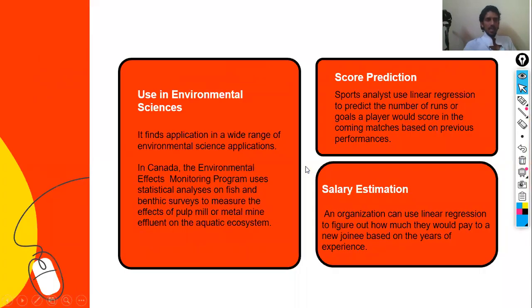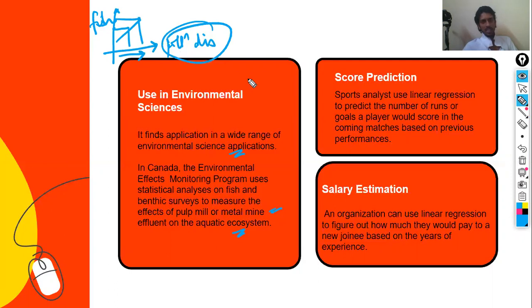All right. Now, going forward, we look at some case studies. So guys, it's used in environmental sciences, wherein it finds application in a wide range of environmental science applications, wherein you are trying to monitor the statistical analysis on fish and benthic survey to measure the effect of pulp mill, or to measure the effect of metal mine on the aquatic ecosystem. So here you can probably come up with a sample or an explanatory graph. This is the pollution discharge, and this is the fish. So I see that the greater the pollution that's getting discharged, the greater the number of fish are dead. So the relationship is direct.